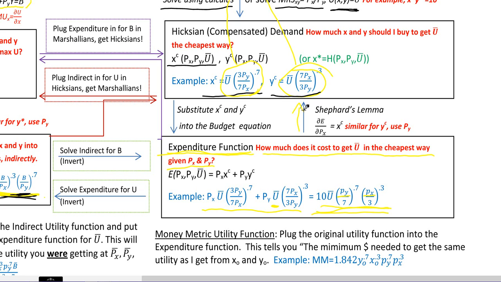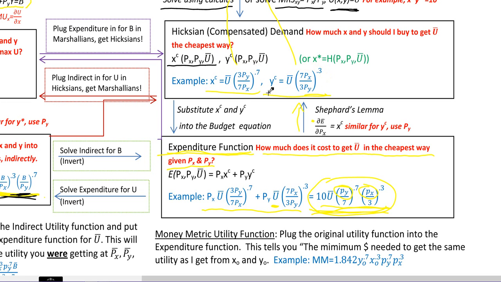we can do the same thing. And what Shepard's Lemma says is if you take the derivative of the expenditure function here with respect to the price of X, what you will get back is this demand for X, the compensated demand for X. And if you take the derivative of this function with respect to the price of Y, you will get the compensated demand for Y back out. And that's according to Shepard's Lemma. Okay, so we've covered the basics.